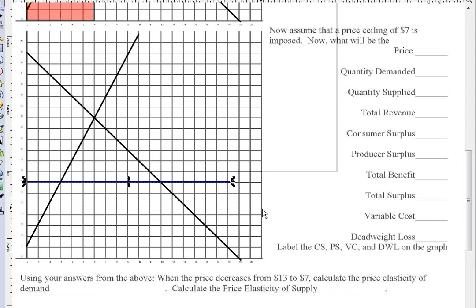What's going to happen? Well, look at the demand curve at $7. The quantity people want to buy is going to be 12, but the quantity people want to sell, supply, is only going to be 3. So we can fill in these items over here. The price is going to be 7 because of the price ceiling. The quantity demanded goes up to 12. The quantity supplied goes down to 3. Total revenue, though, is going to be based on the 3, not the 12. You're only going to sell 3 units.